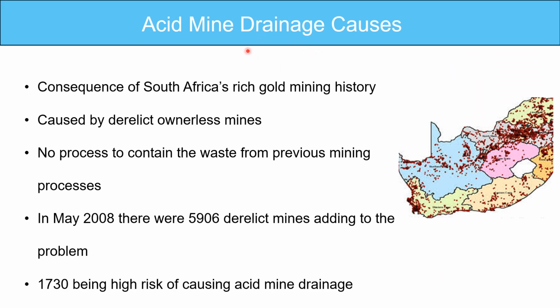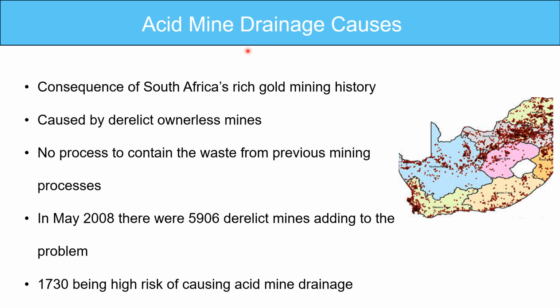So how did acid mine drainage start, and what are the causes of this environmental issue? Well, unfortunately, acid mine drainage is a consequence of South Africa's gold mining history. As you'll know, South Africa is a big gold mining country, and we found some of the biggest deposits of gold in the world in this place. And as a result, it caused a lot of mines all over the place.